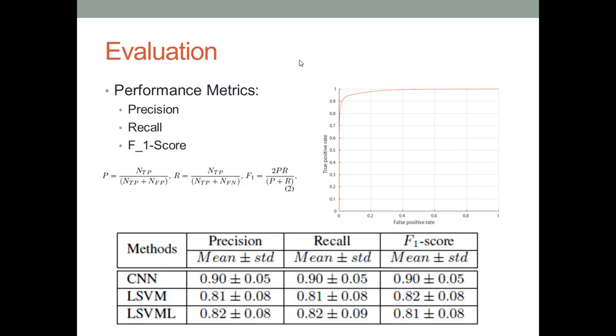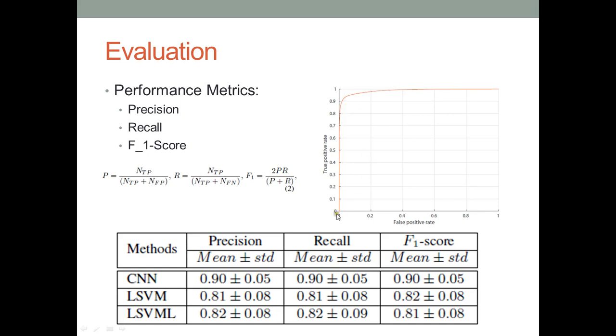And to evaluate the performance of my method quantitatively, I tested fairly popular performance metrics: precision, recall, and F1 score, which are defined as such. Here NTP is the total number of true positive samples after classification, and these are true positives, false positives, and false negatives. The F1 score is defined based on the precision and the recall. I also evaluated the convolutional neural network using the area under the curve to measure the accuracy of the pixel-wise classification.